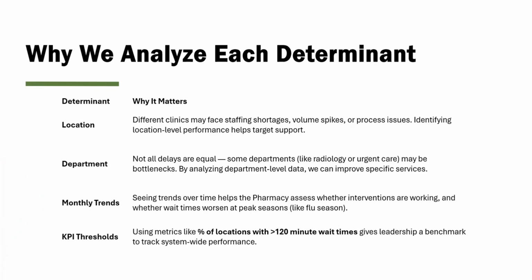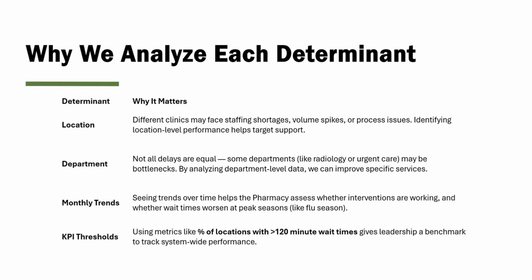So why are we analyzing each determinant? Let's look at the determinants. The first determinant is the location. Why it matters is because different clinics may face staff shortages, volume spikes, or process issues. Identifying location level performance will help target support. On the department, not all delays are equal. Some departments may be bottlenecks. By analyzing department level data, we can improve specific services.